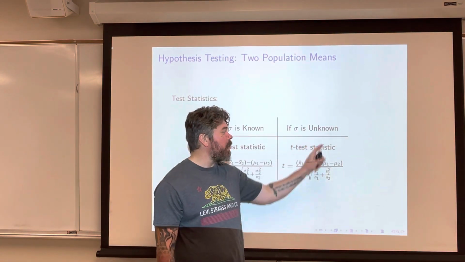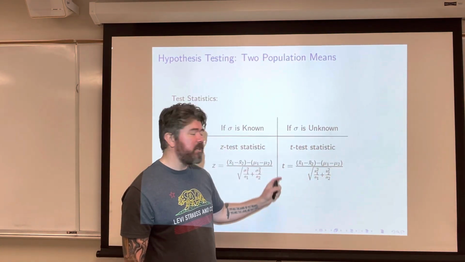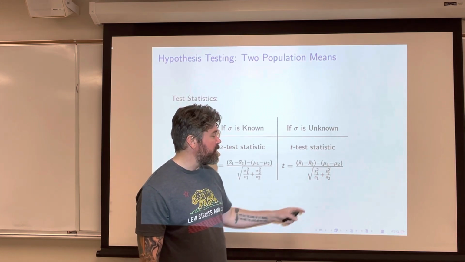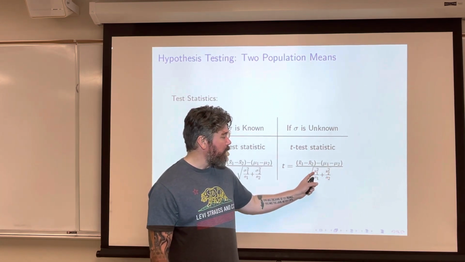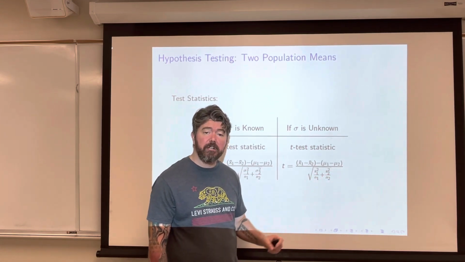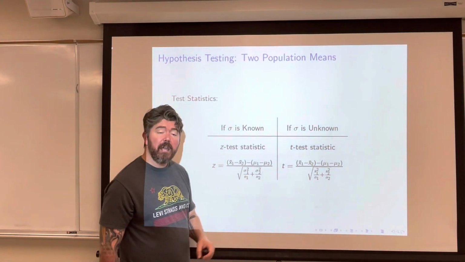If sigma is unknown, we're going to use our t-test statistic. And looking at our exam formula sheet, this is the formula where we replace sigma 1 and sigma 2 with our sample standard deviations, S1 and S2.